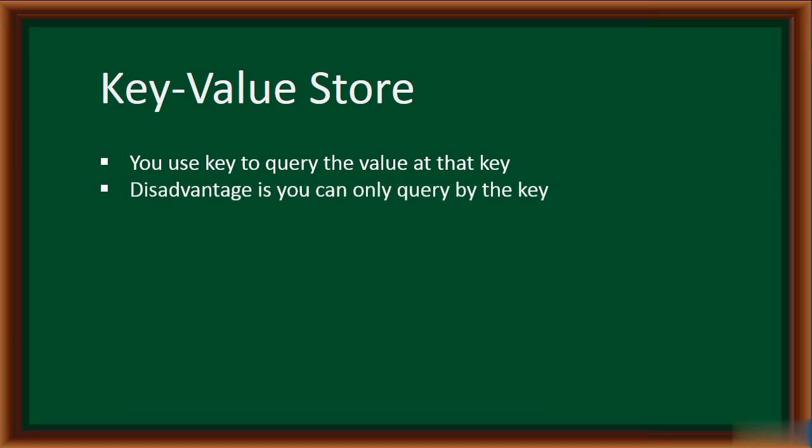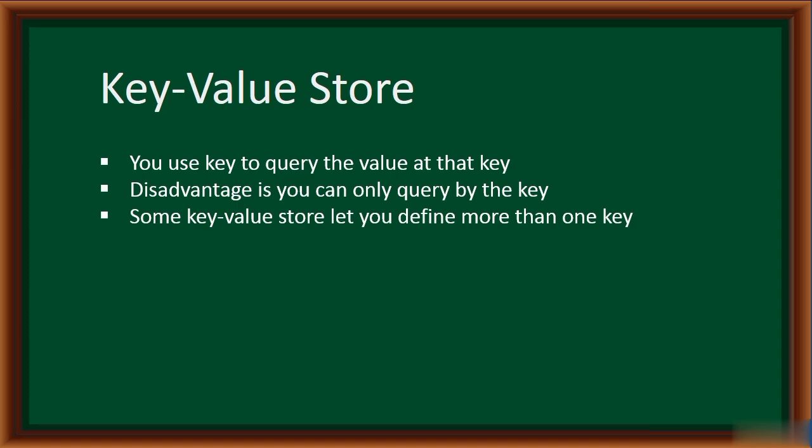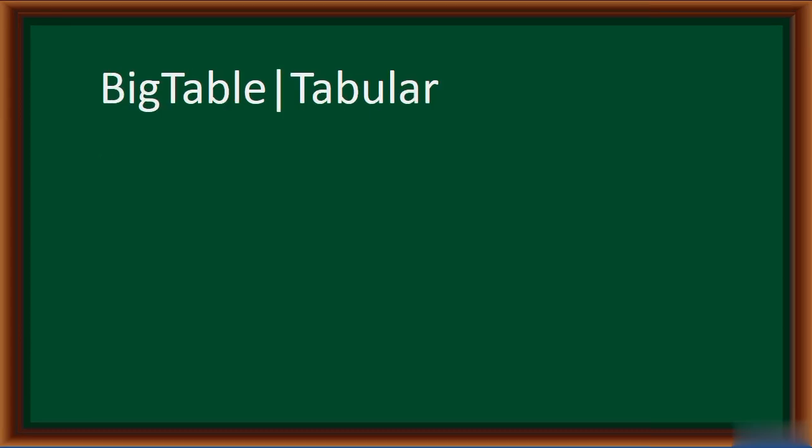However, you can get around this because some of the databases allow you to define more than one key. So by defining more than one key, you can use that to probably get around the disadvantage. The key value stores are sometimes used alongside relational databases to help in caching. So let's have a look at the next type or category.